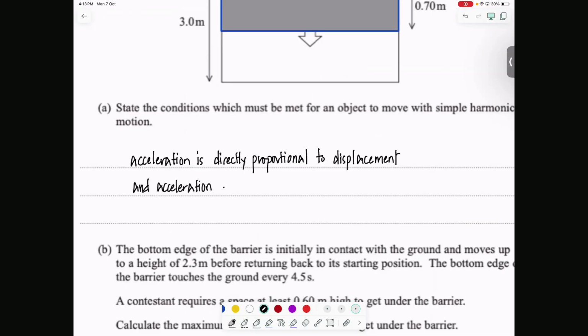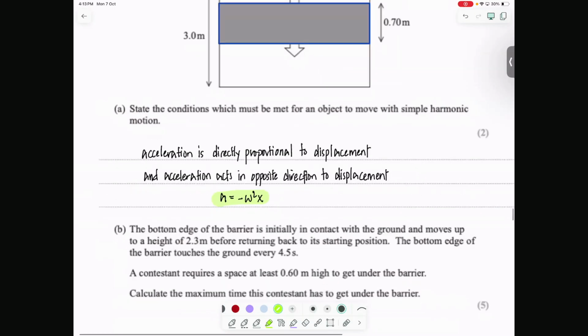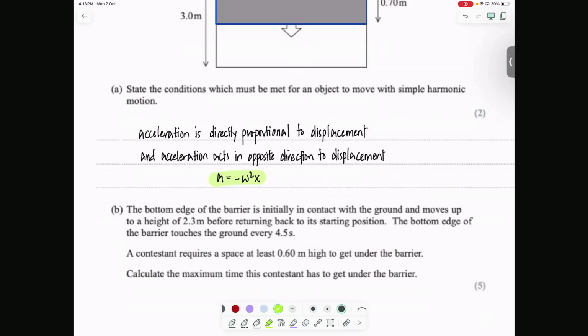Acceleration acts in the opposite direction to displacement. Keep in mind that you could also just write the equation and narrate it, okay? Because that is the simple harmonic equation, a equals minus omega squared x. So acceleration is directly proportional to displacement, and acceleration acts in the opposite direction of displacement. These are the requirements of simple harmonic motion.